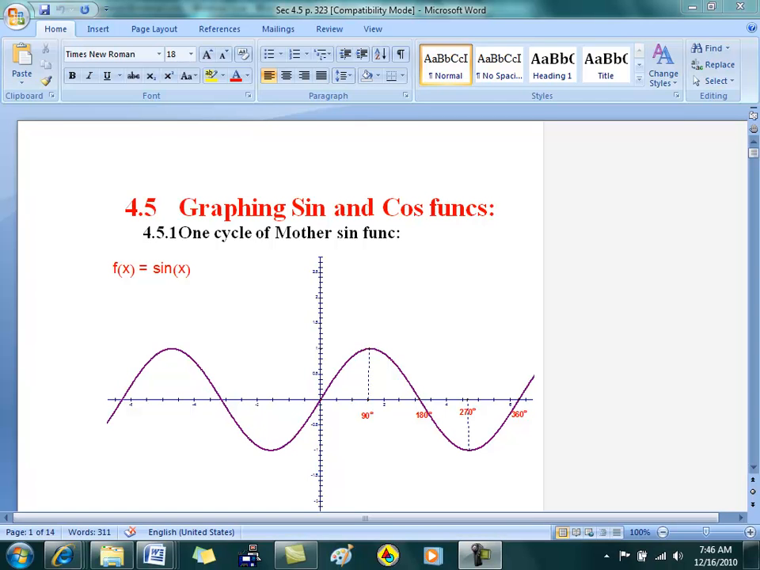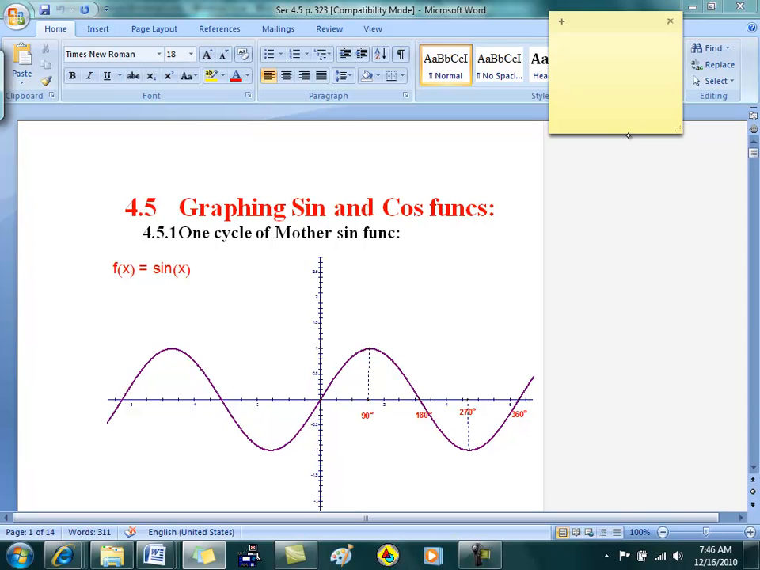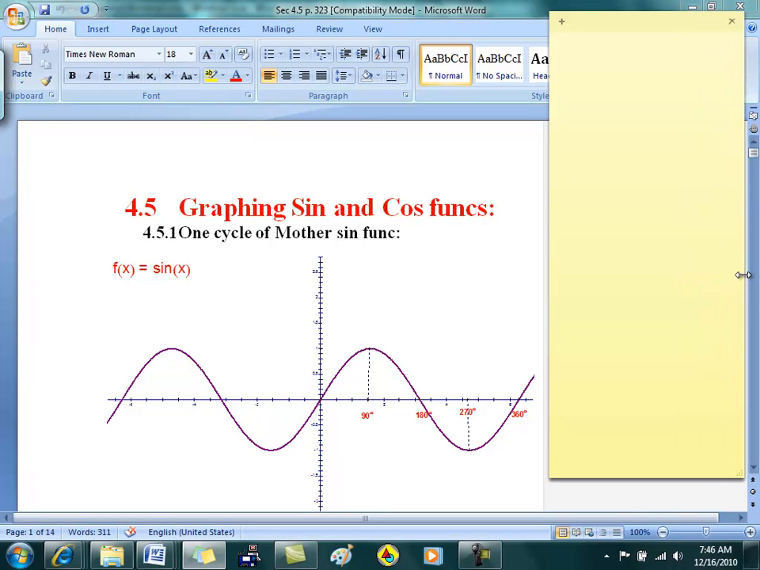So the first thing I want to do is go over what the mother function of sine and cosine look like. Okay, so here's a sine wave. So if I were to tell you that the sine wave that you see there is more than one cycle, would you understand what that means? What does that mean, to say that that's more than one cycle?